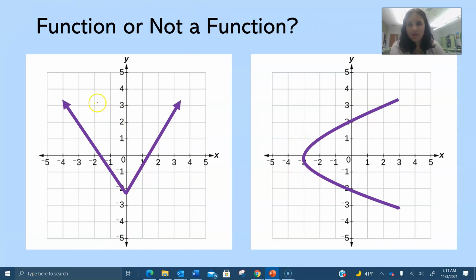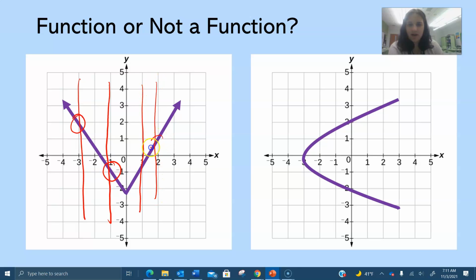All right, so function or not a function. We can, again, use the vertical line test. So I draw a vertical line. Oh, it only touches the graph once. Just draw a couple more just to make sure. Only touches the graph once. We are good. Only touches the graph once. So this one is a function.